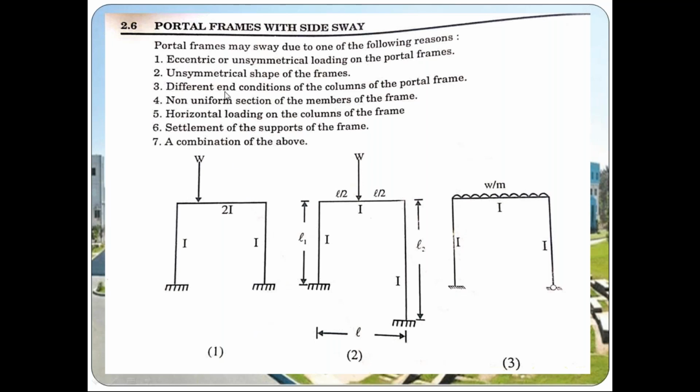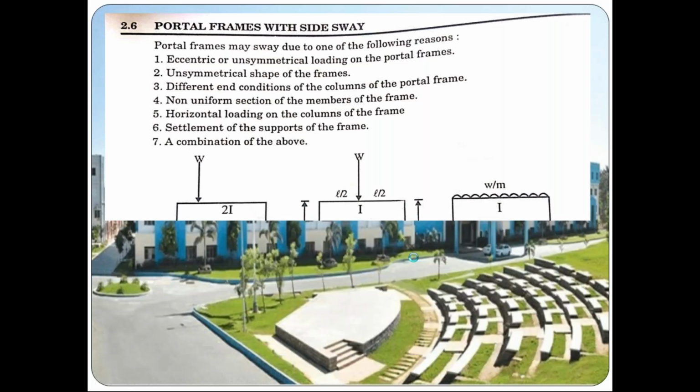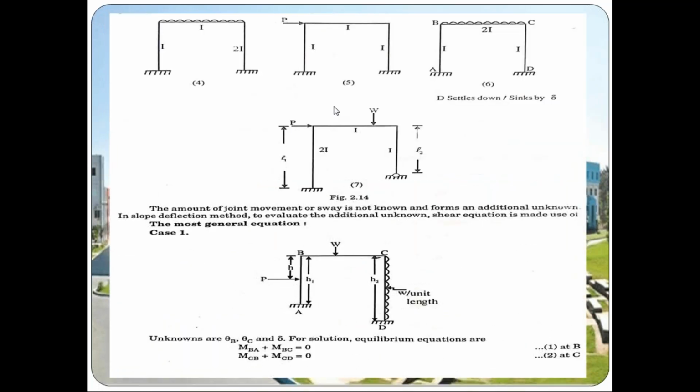All these six reasons combined can also cause sway. So these are the figures for the six reasons, and for the seventh as well. The last, seventh one, is the combination of all the six reasons.